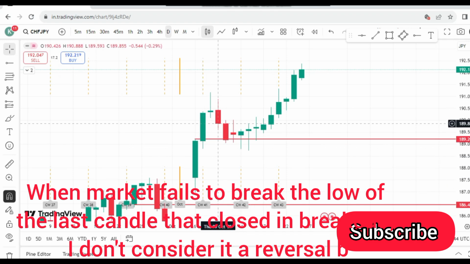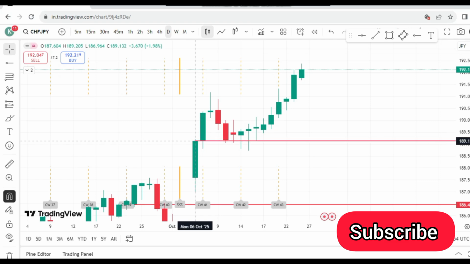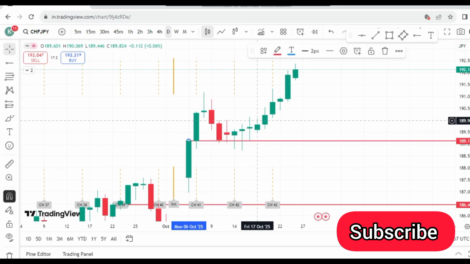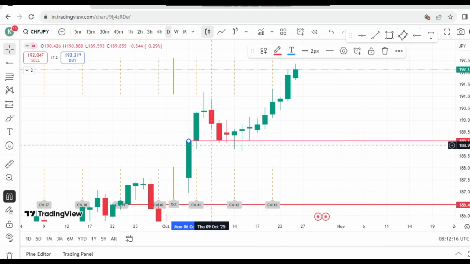As you can see, this red candle closed above this doji candle and then sold for 2 days, then got to this zone here, the low of this candle that breaks out high, and then reverses and continues to go higher. So a market may just close above a doji candle, or below a doji candle, but it doesn't signify a reversal until it closes below the last candle that breaks out and closes the breakout. As far as it has not closed below this last candle that closed the breakout, I don't consider it a reversal.